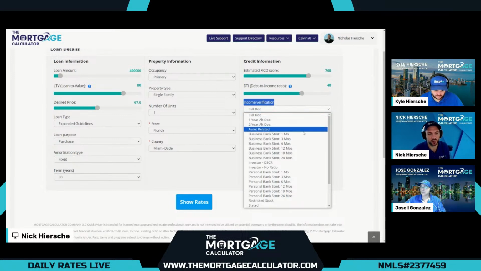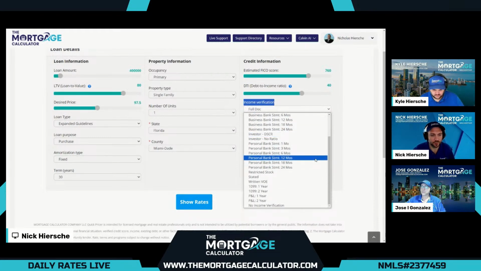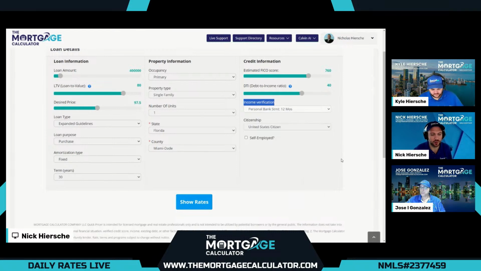We have asset-related programs, business bank statement programs. The investor programs are just for investors. We'll talk about that shortly. For investment properties. The personal bank statement 12-month is the most popular. That's the one that we will use for the demo. And we also have RSU, stated income, VOE, 1099, P&L, and no income CDFI. But for the demo, we'll use the 12-month bank statement program, which is the most popular.